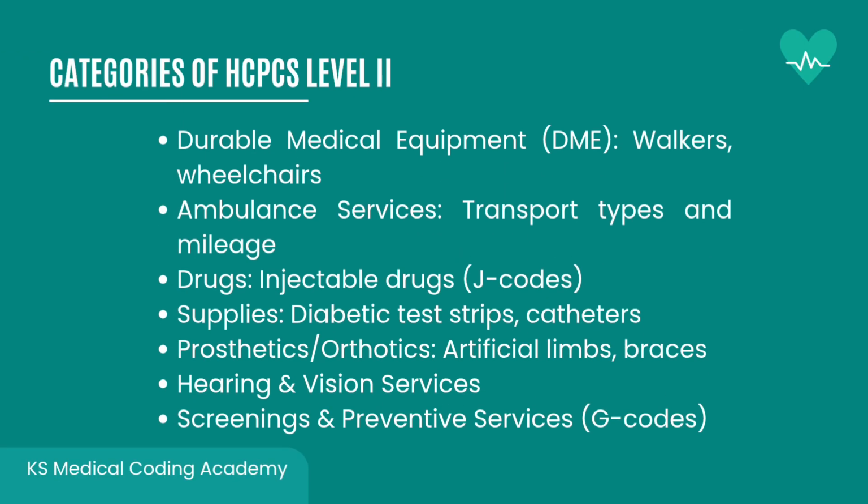Categories of HCPCS Level 2. You'll see a variety of services and items coded in HCPCS Level 2. These include durable medical equipment like wheelchairs and walkers, ambulance services including transport and mileage, injectable drugs listed under J codes, medical supplies, prosthetics, orthotics, and even vision or hearing services. Also, G codes often represent screenings or preventive services not in CPT.